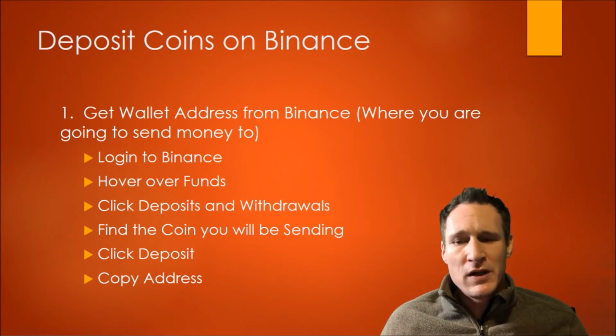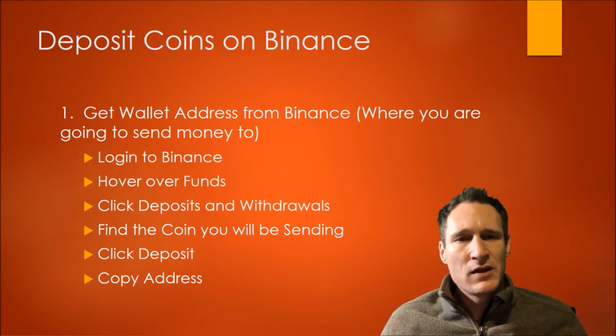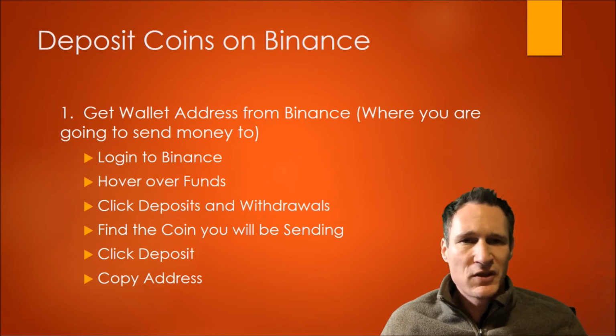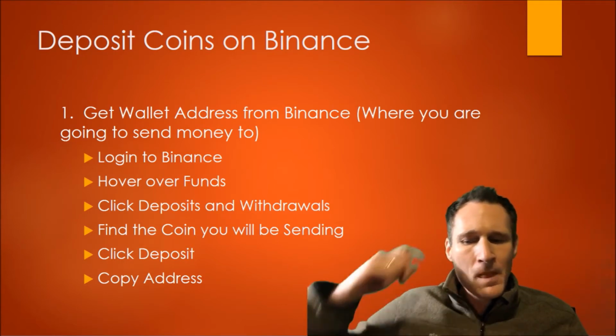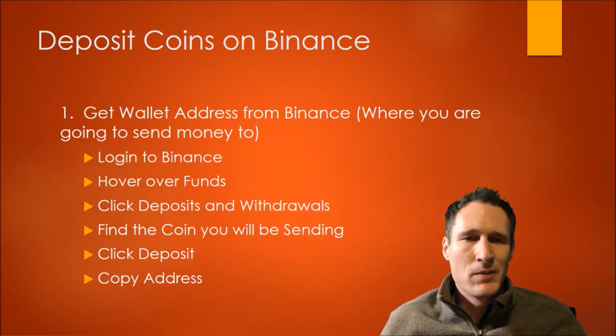You're going to log into Binance. You're going to hover over on the top menu bar, hover over funds, and then click on deposits and withdrawals. And there you're going to see a list of coins. Right now you don't have any of those. They should all say 0. But you're going to find the coin that you're going to be sending over. In this case, it's either Ethereum or Litecoin.